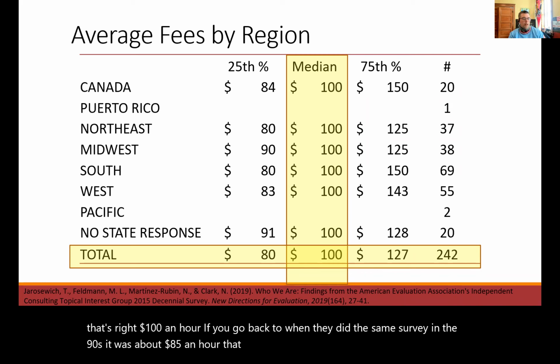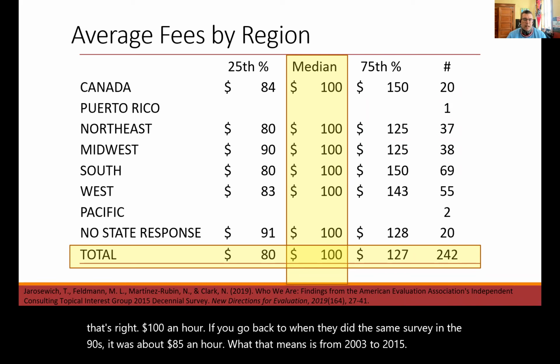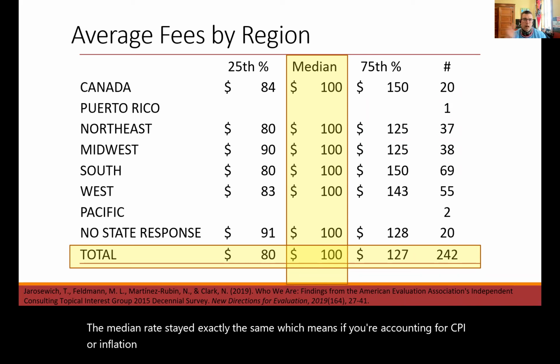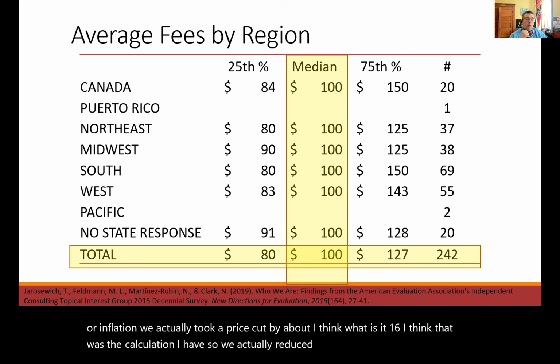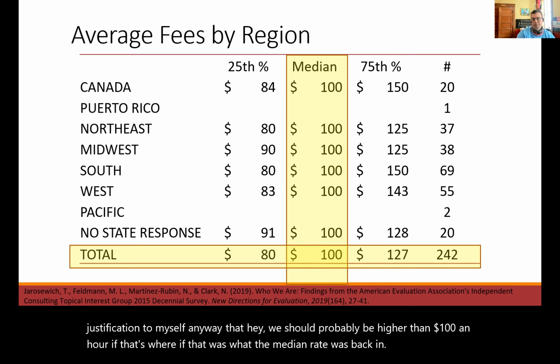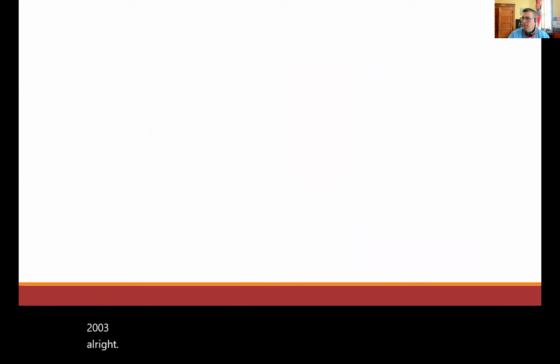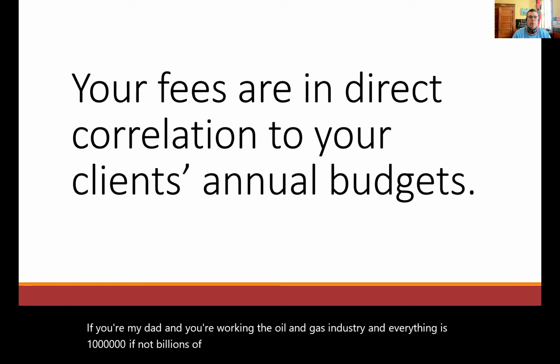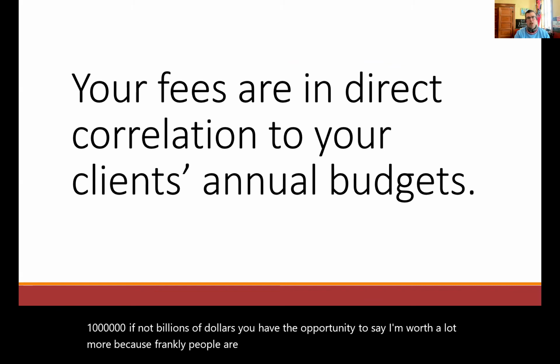What that means is from 2003 to 2015, the median rate stayed exactly the same, which means if you're accounting for CPI or inflation, we actually took a price cut by about, I think, 16%. I think that was the calculation I have. So we actually reduced our rates. So I use that as a justification to myself anyway, that, hey, we should probably be higher than $100 an hour if that was what the median rate was back in 2003. All right. Just remember that your fees are in direct correlation to your clients' annual budgets. That's a funny way of saying, if you're my dad and you work in the oil and gas industry and everything is millions, if not billions of dollars, you have the opportunity to say, I'm worth a lot more, because frankly, people are getting paid a lot more in that industry, and you can throw that in there.